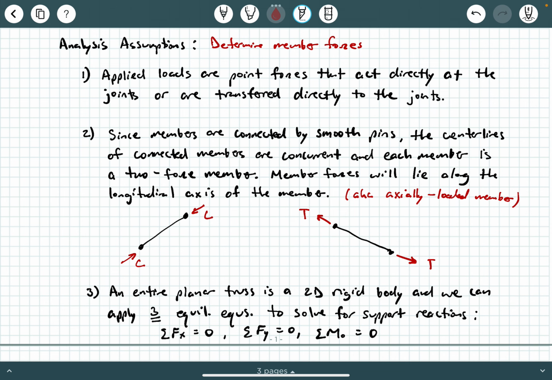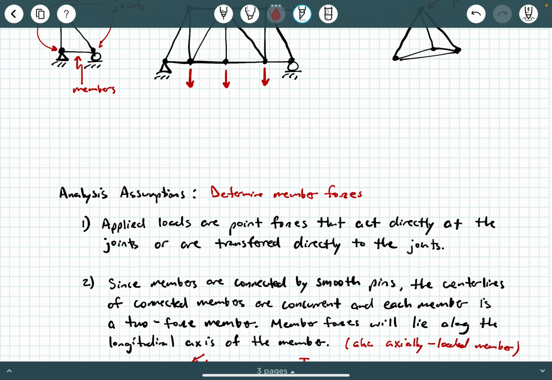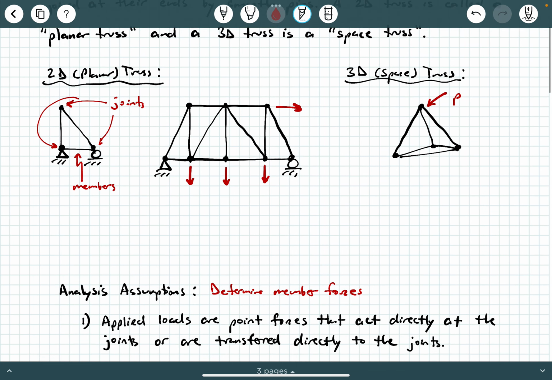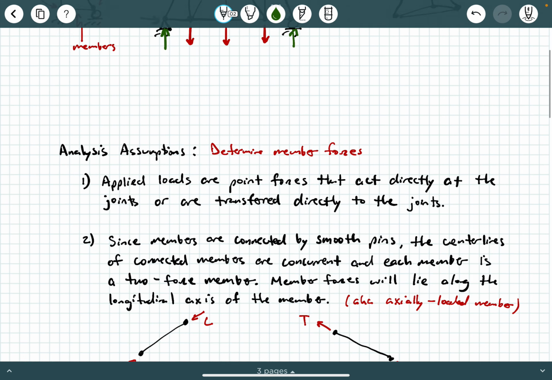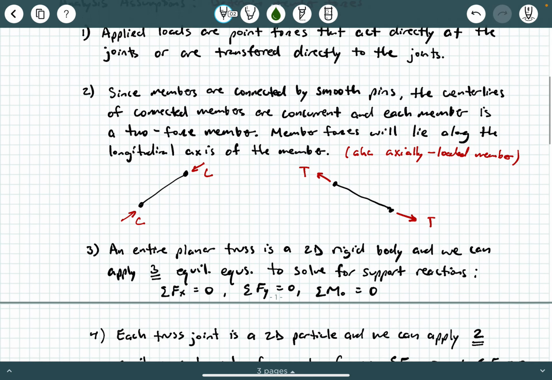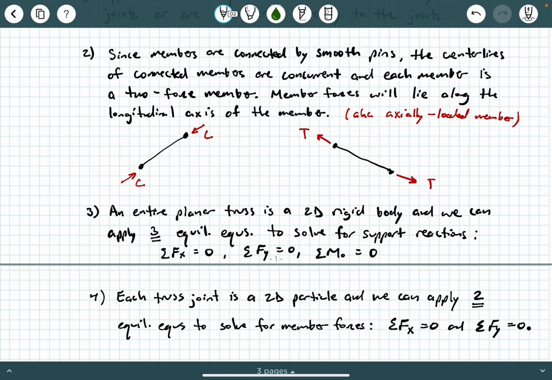And so again, looking back at these planar trusses, you notice that they have supports here that look familiar, an external hinge or an external roller. So this whole thing in its entirety is a 2D rigid body that has these external support reactions that we can solve for, okay? So that's analysis assumption number 3. What about analysis assumption number 4?